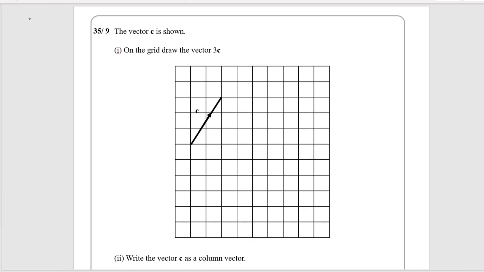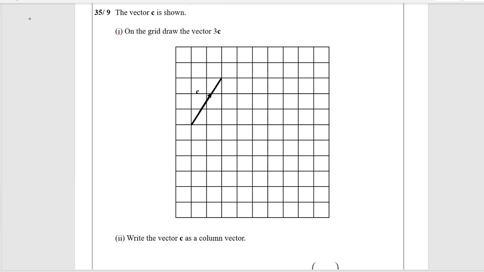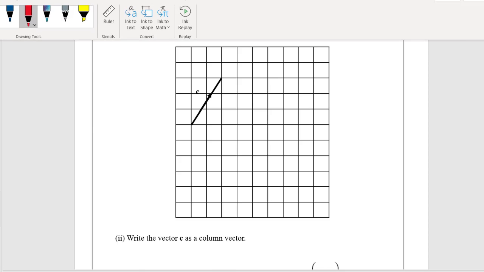Next, we have a vector question. On the grid, draw the vector 3c. So we've got c there, we need to draw 3c. Now, I'm going to try and get a ruler out.